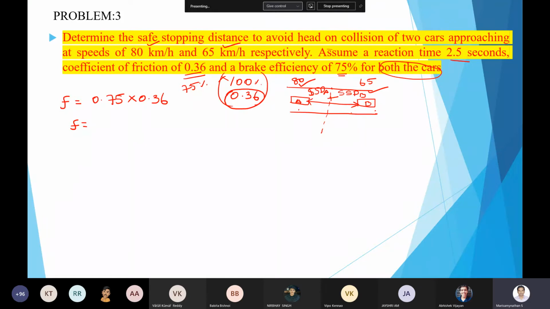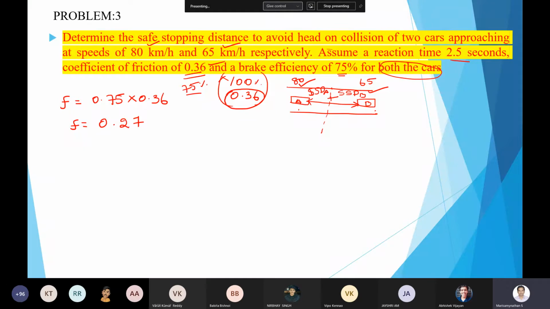So this is one way they can trick you. The braking efficiency is not 100% for both vehicles, it is only 75%, and the standard coefficient of friction given is 0.36. It has to be reduced with respect to 75%. Then the total value is 0.75 into 0.36. What is the value you are getting? 0.27. So this is the coefficient of friction.